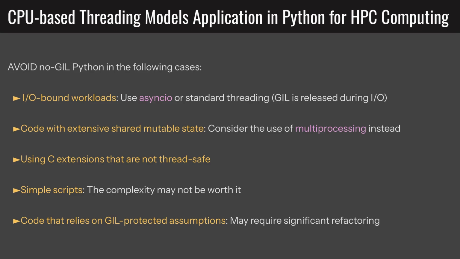Avoid no-GIL Python in the following cases. Handling I/O-bound workloads. In that case, better rely on the async I/O module or standard threading, for the GIL is released during I/O operations. Code with extensive shared mutable state. If that is the case, consider the use of the multiprocessing module. Using C extensions that are not thread-safe. Simple scripts, whereupon introducing no-GIL code complexity may not be worth it. Code that relies on GIL-protected assumptions, because it may require significant refactoring.